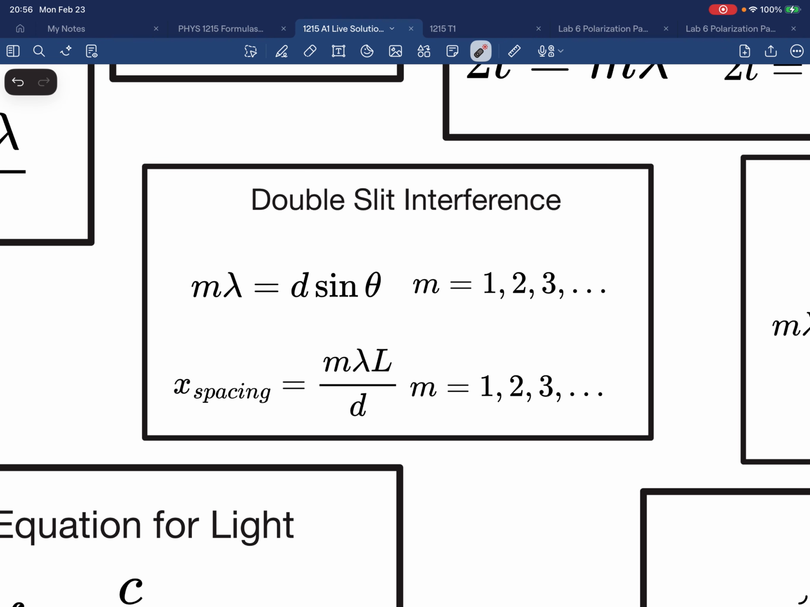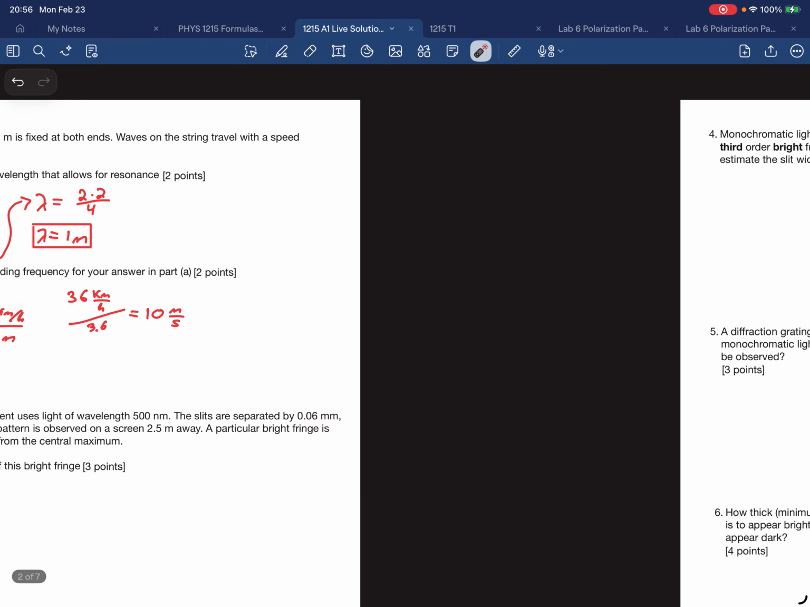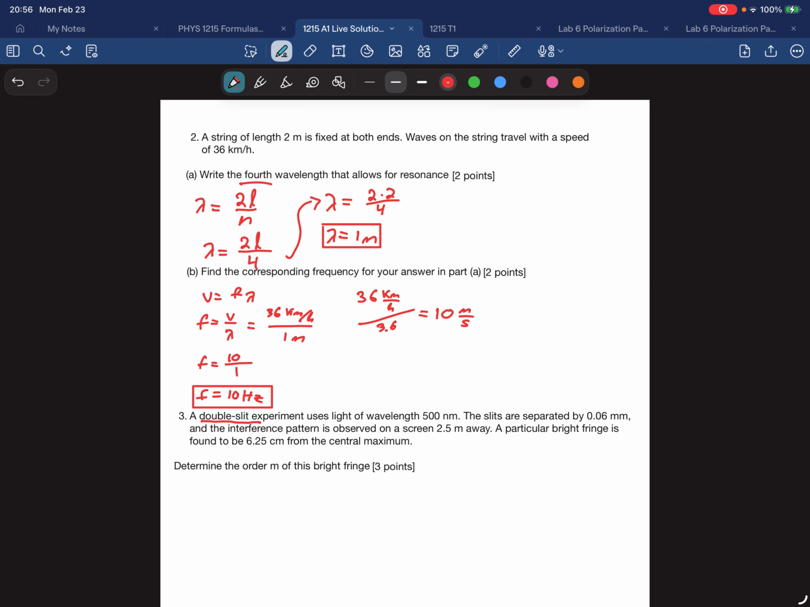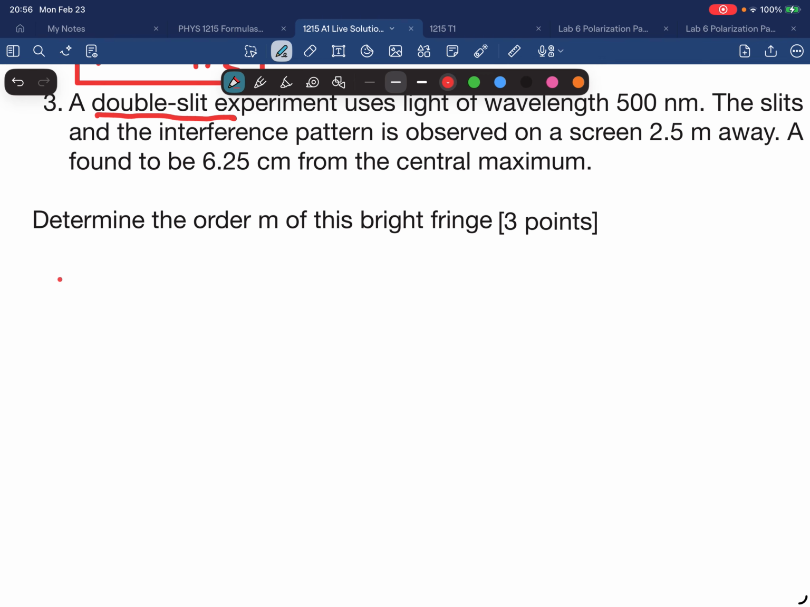X equals M lambda L over D. That is the one we're going to be using. So X equals M lambda L over D. That's what our equation is. Again, we are asked for M, so I'm going to rearrange this for M. So M equals XD over lambda L is our rearranged formula. And let's go ahead and plug in some numbers.